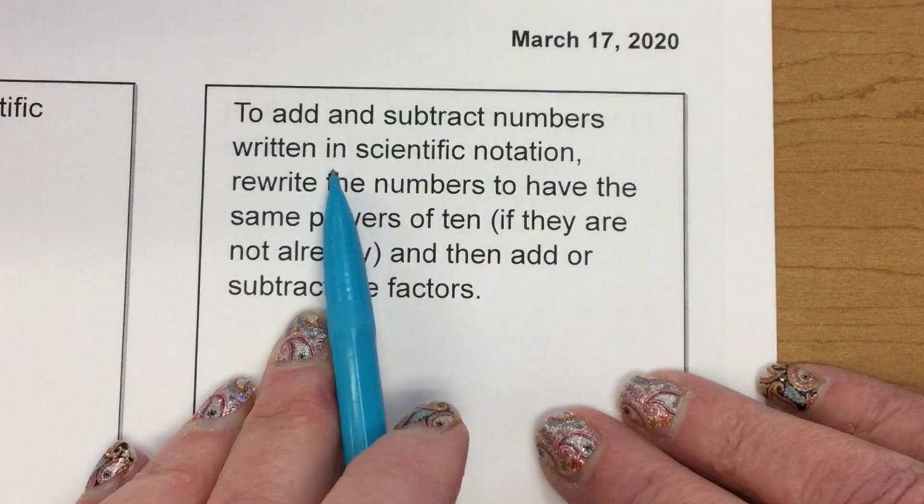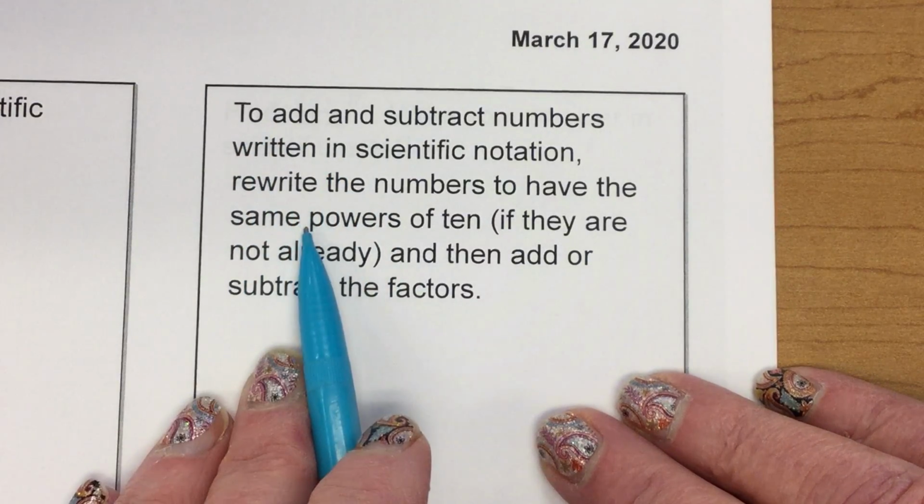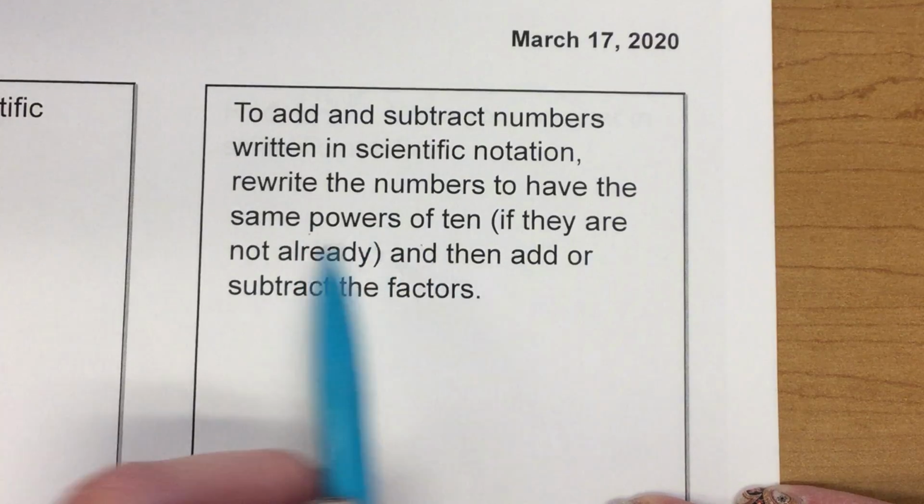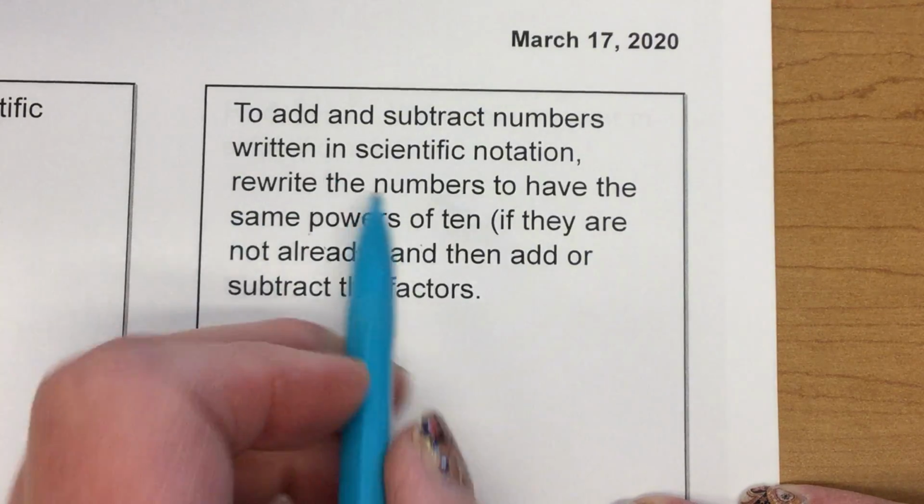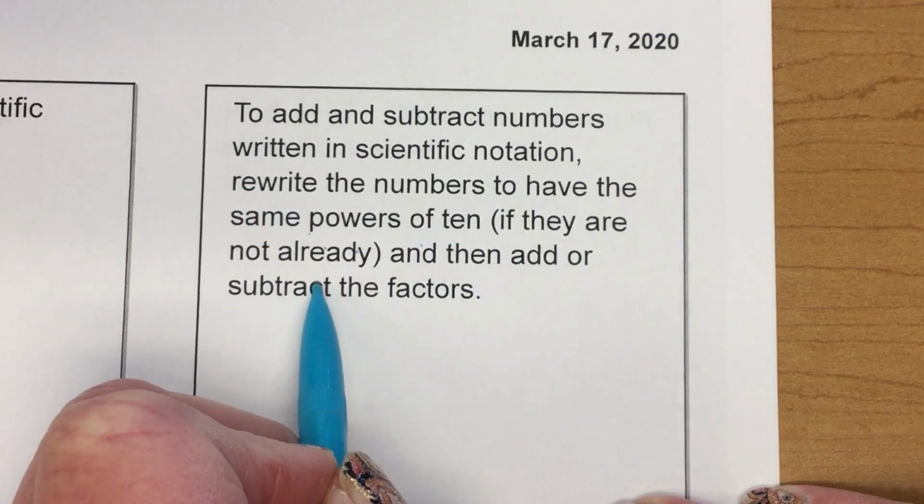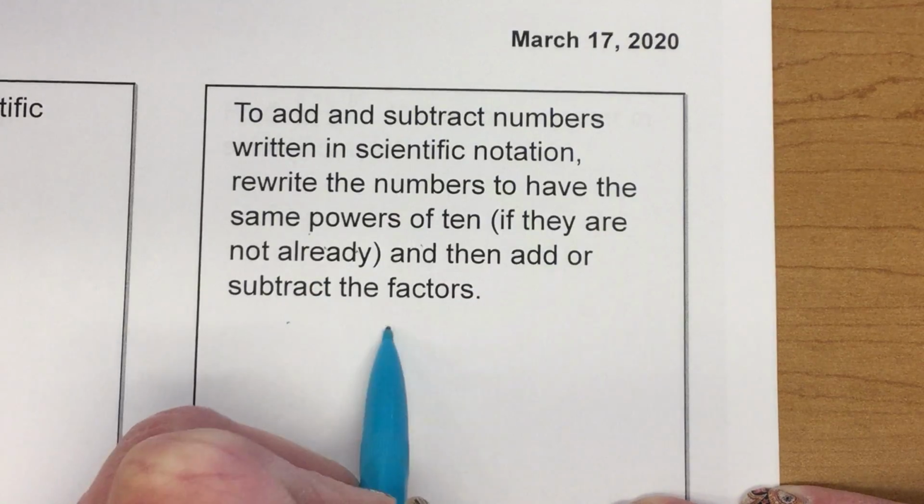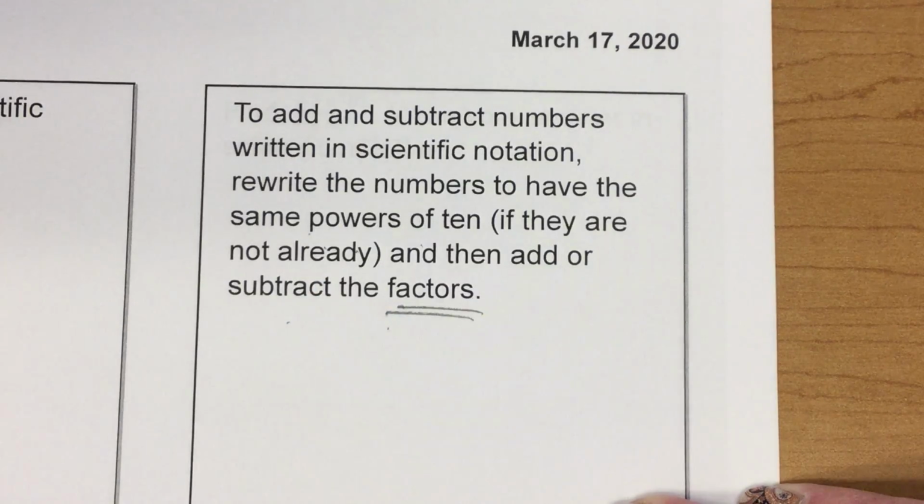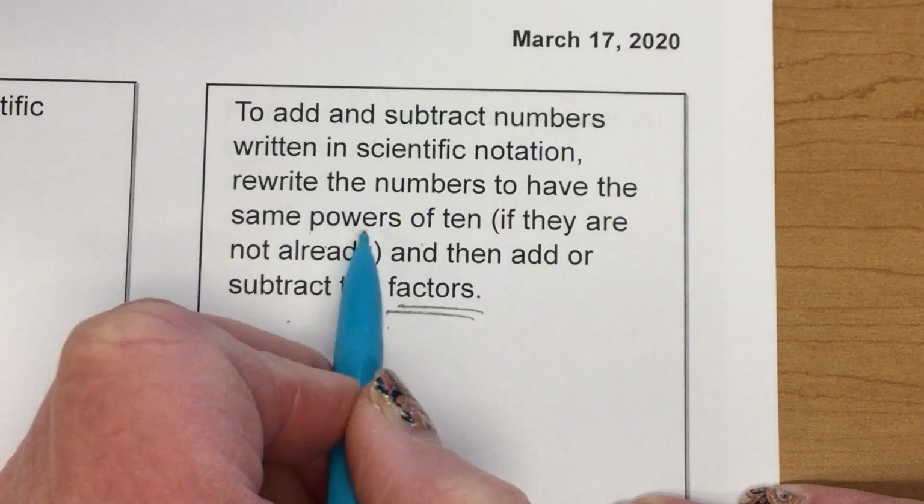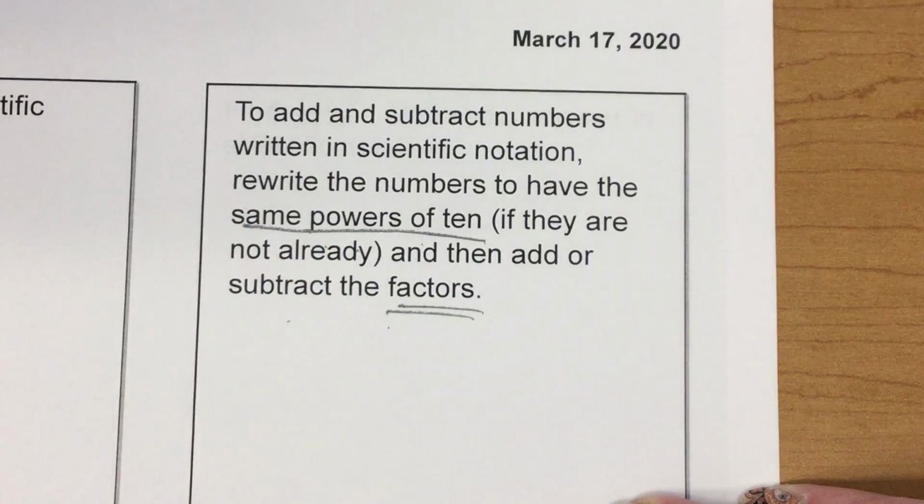To add and subtract numbers written in scientific notation, rewrite the numbers to have the same powers of 10, if they're not already done that way, and then add or subtract the number factors out front. But we want to have the same powers of 10.